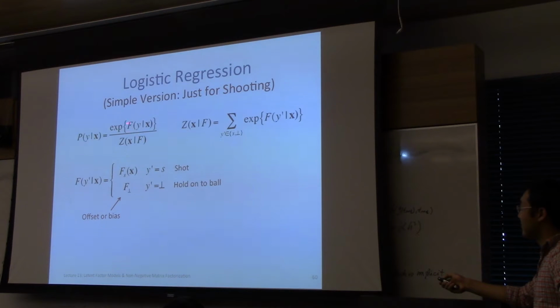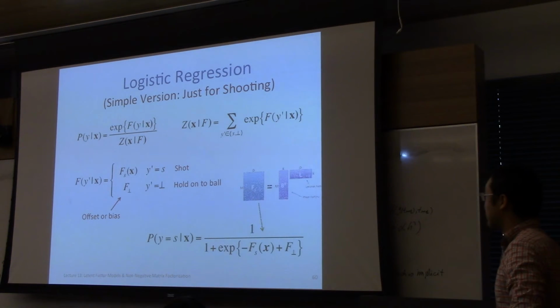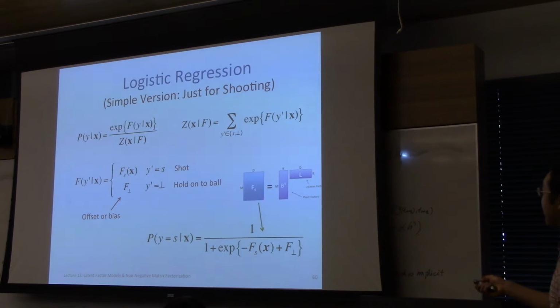So there's some scoring function that scores the affinity of the player, let's say in the simplest case, shooting or not shooting, given the game state. And so this scoring function, F, is actually this guy, which is actually a latent factor model.